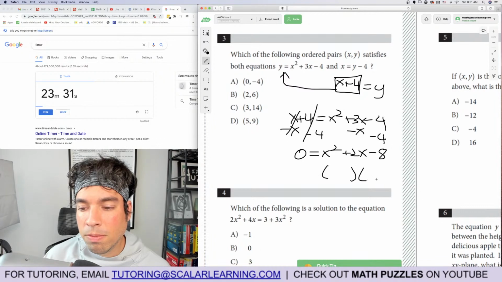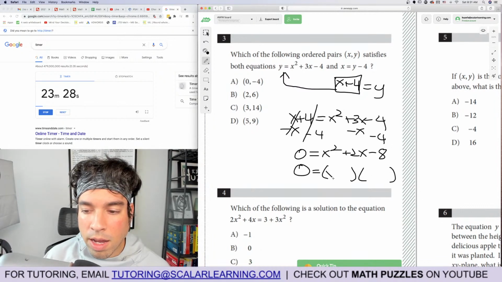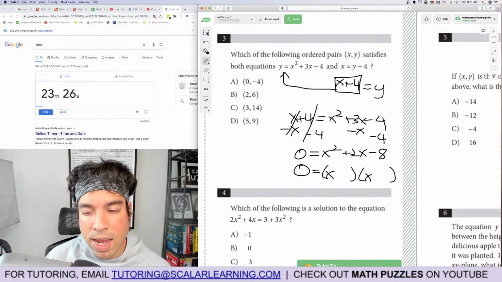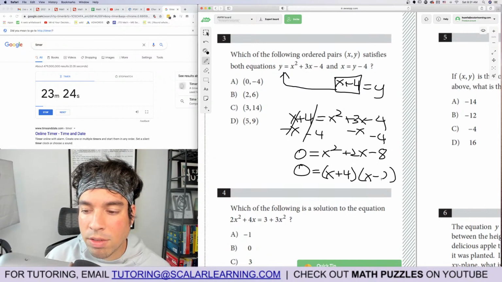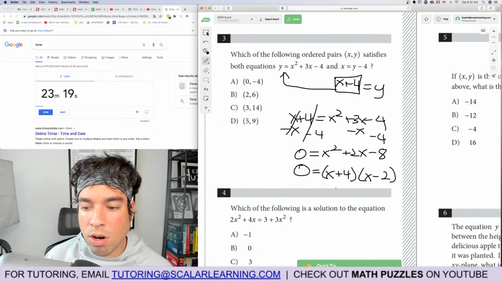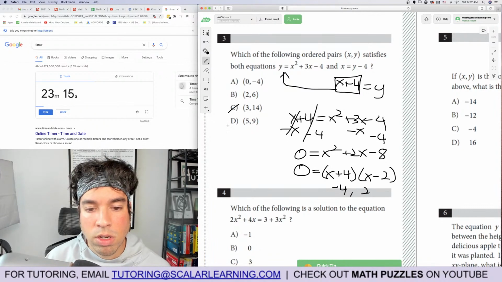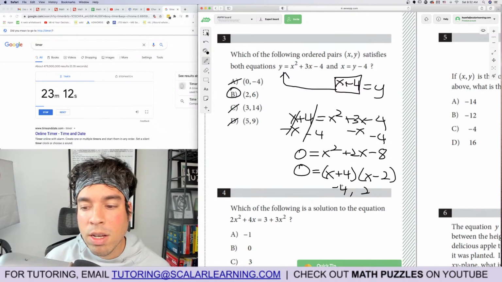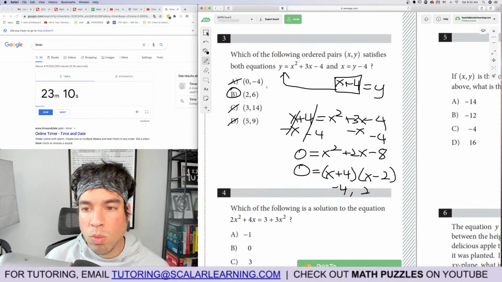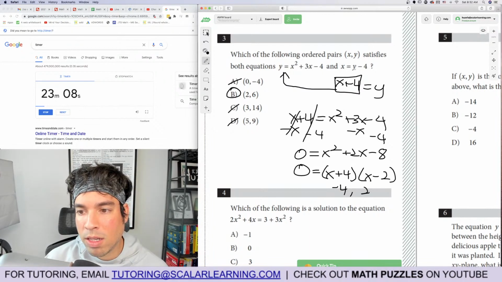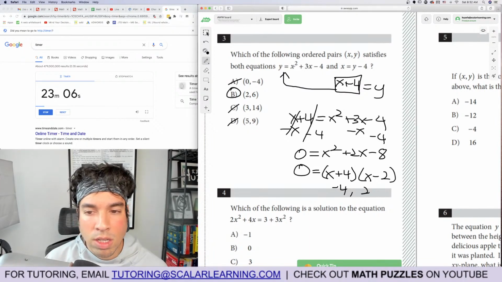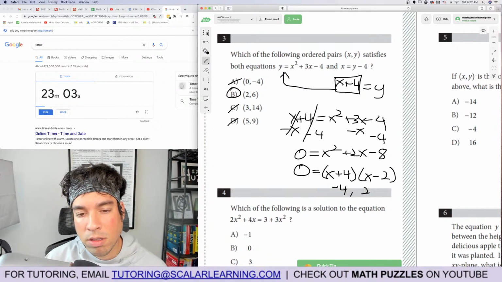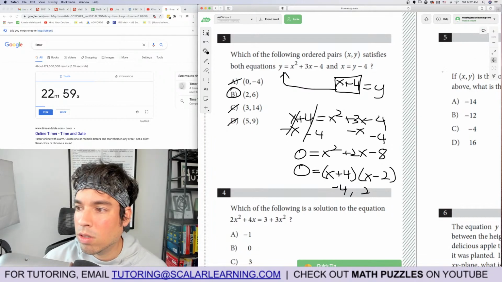Let's factor. What multiplies to negative 8 and adds to positive 2? That's positive 4 and negative 2, right? Negative 8, positive 2. And so my solutions for x are negative 4 and 2. I don't see any negative 4s. It's got to be this one. Now I'm going to double check. It's saying when x is 2, y is 6. That works. X is 2, that's 4 plus 6 is 10 minus 4, 6. Yes, it works. Okay, we're good to go.